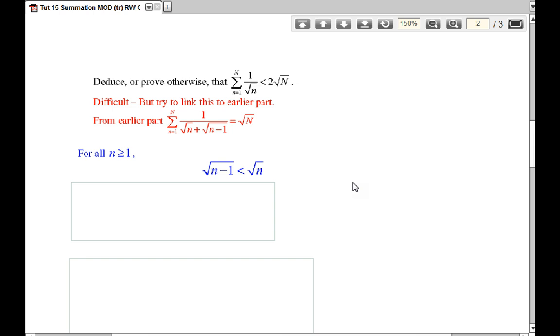For all n greater or equals to 1, root n minus 1 must be smaller than root n. Of course, root 4 is smaller than root 5. Root 5 is smaller than root 6. And on and on and on. So far so good. Okay, I'll explain why I come up with this first step later on, okay?